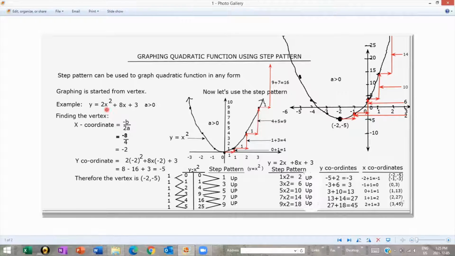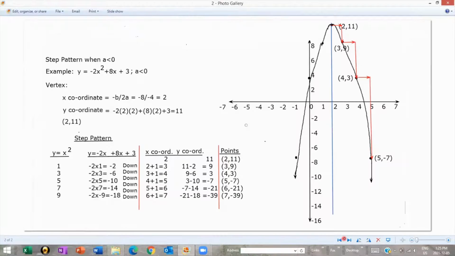Then suppose a is negative. What will happen? Let's look at that. So you have negative 2x squared plus 8x plus 3. You know when a is negative, the parabola opens downward, and this is reflected using step pattern. The x-coordinate of the vertex is 2, and the y-coordinate is 11. So the vertex is (2, 11), which is here. Since your a is negative, your step pattern goes not up but down.